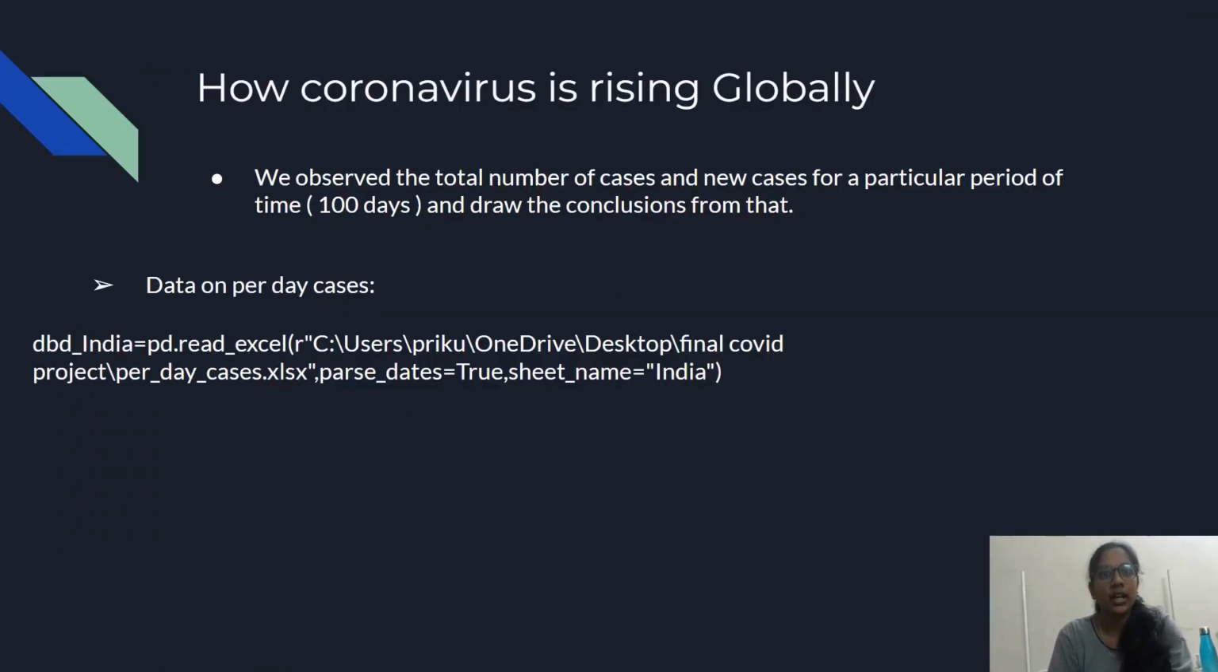Now we will look at how the coronavirus is spreading over the world. For this, we looked at trends in total cases and new cases in India and around the world for a specific time period, for example 100 days, and made conclusions from that.